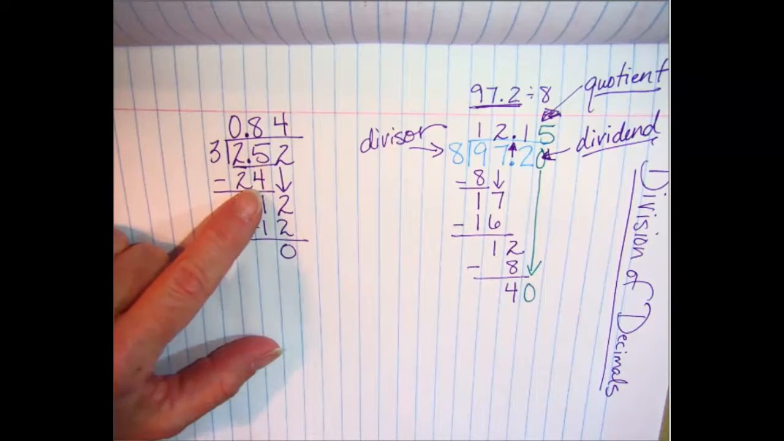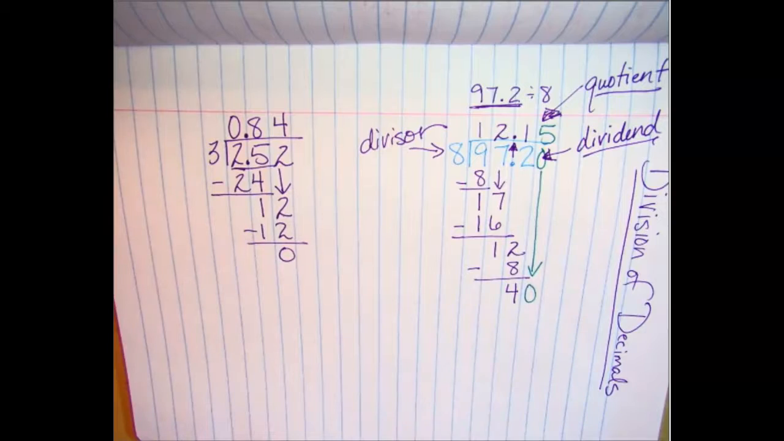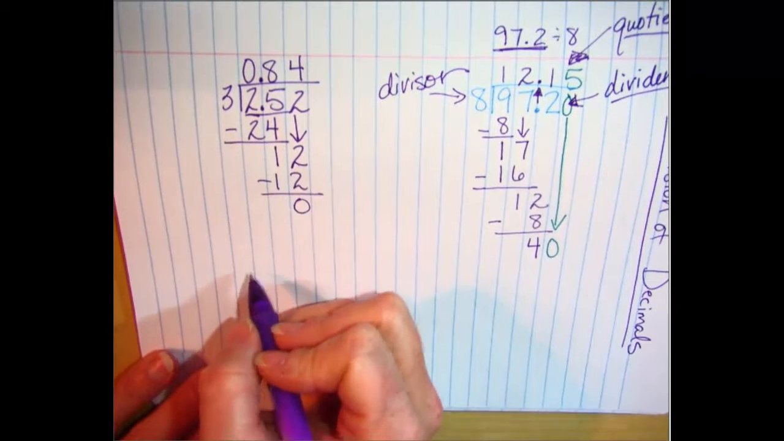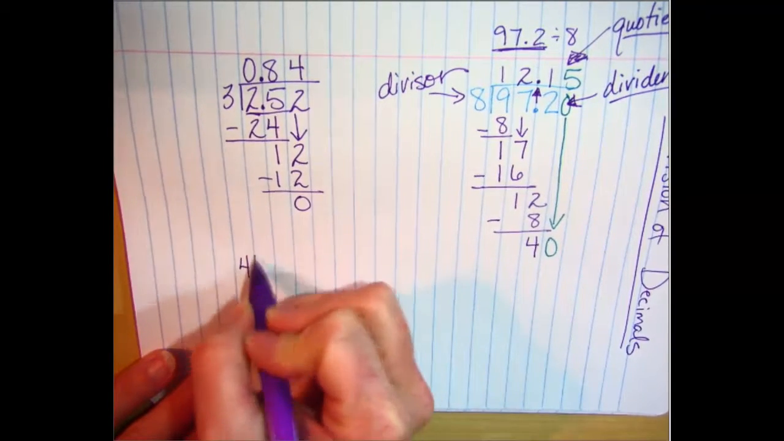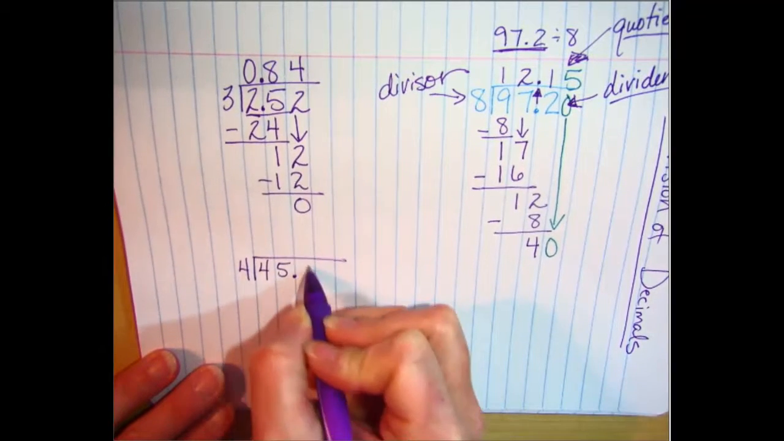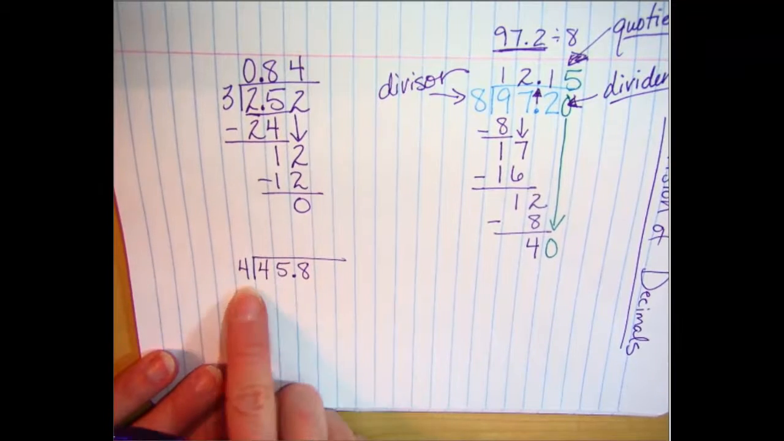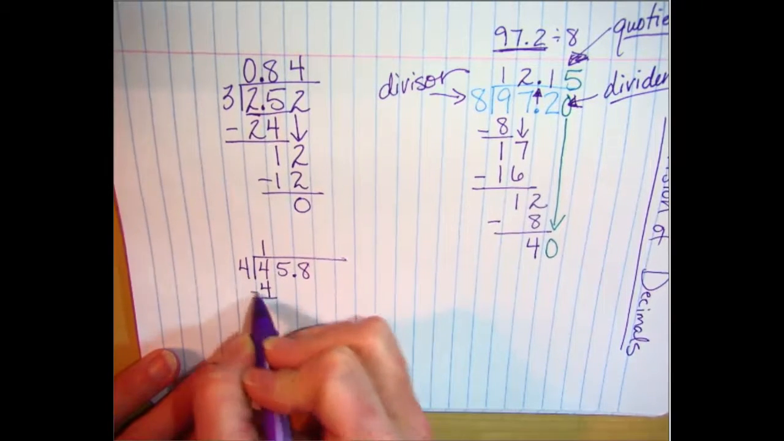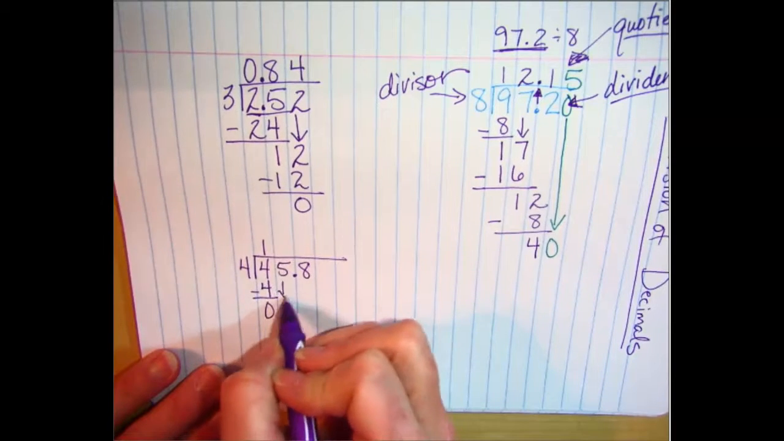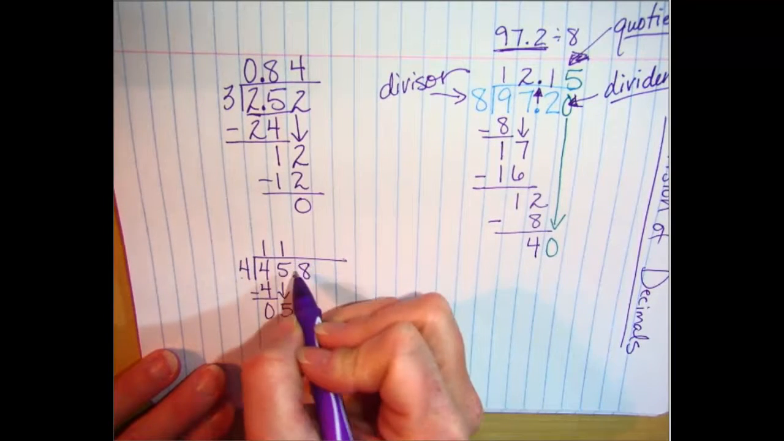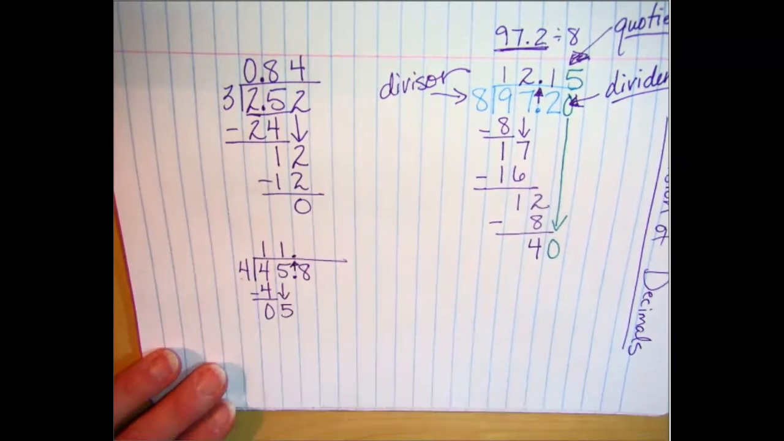Sometimes your decimal problems will work themselves out to where you don't have to add those zeros. Sometimes you will have one where you're going to have to add a trailing 0 in order to solve it. Let's do one more all together. So 45 and 8/10. 4 divided by 4, 1. 1 times 4 is 4. I subtract and put a 0. 5 divided by 4, 1. My decimal just goes straight up. It sits on the top of the roof.